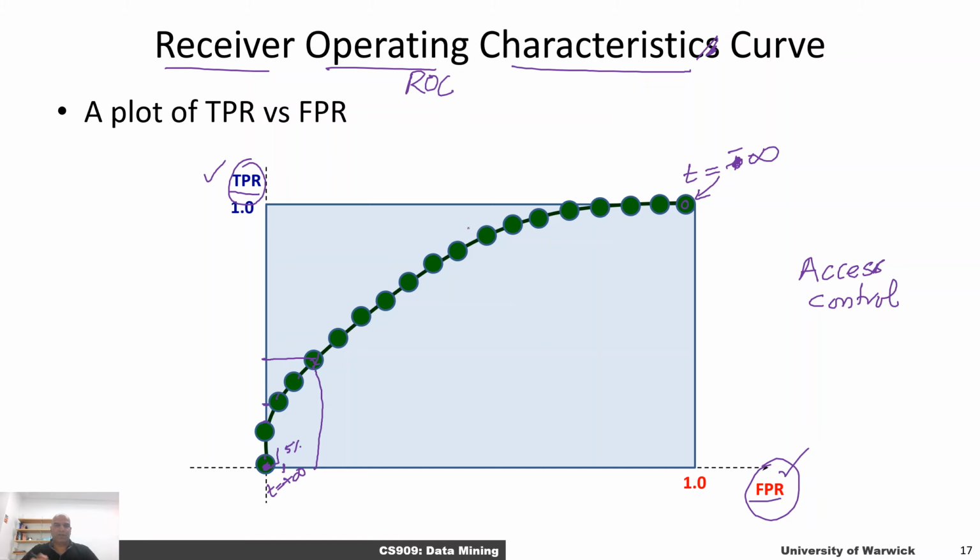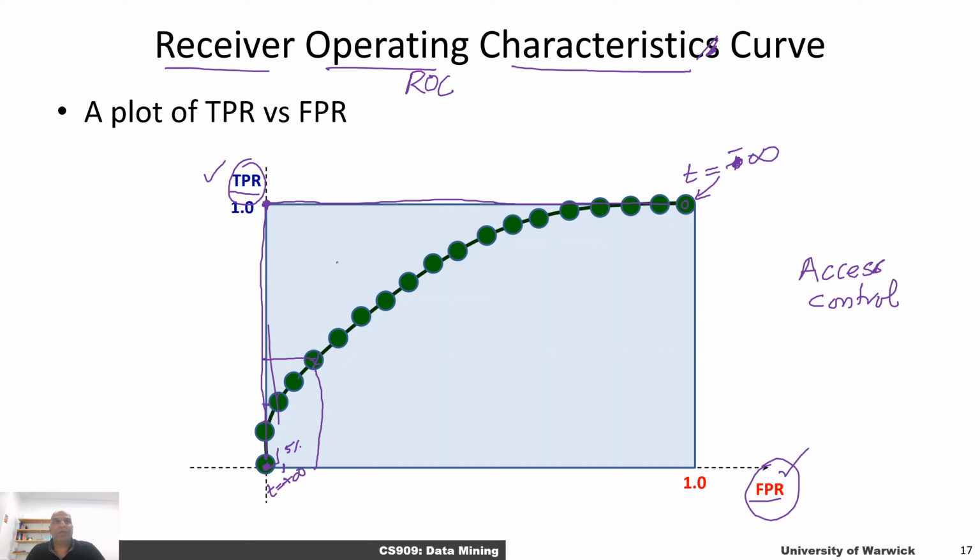So how does the true positive rate change as a function of the false positive rate? Ideally, we want a classifier that has a false positive rate of 0 and a true positive rate of 100%. So we want a classifier for which the ROC curve looks like this. Okay, so that is what we want, right?